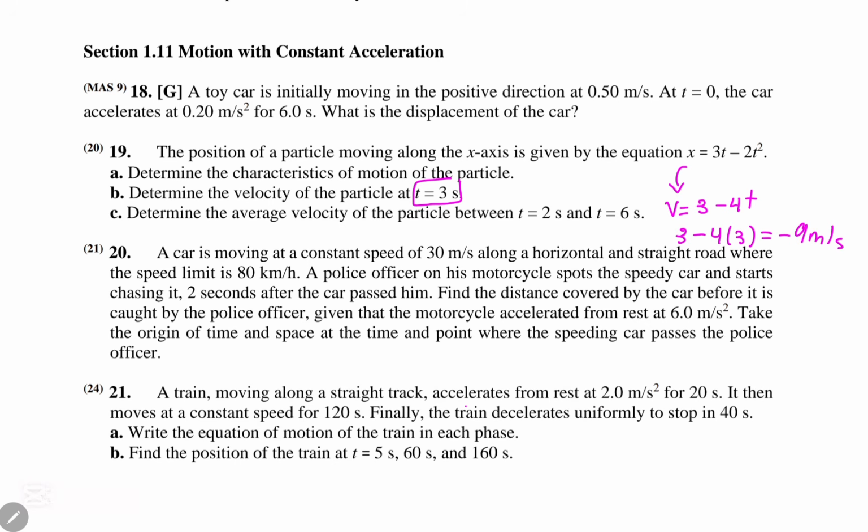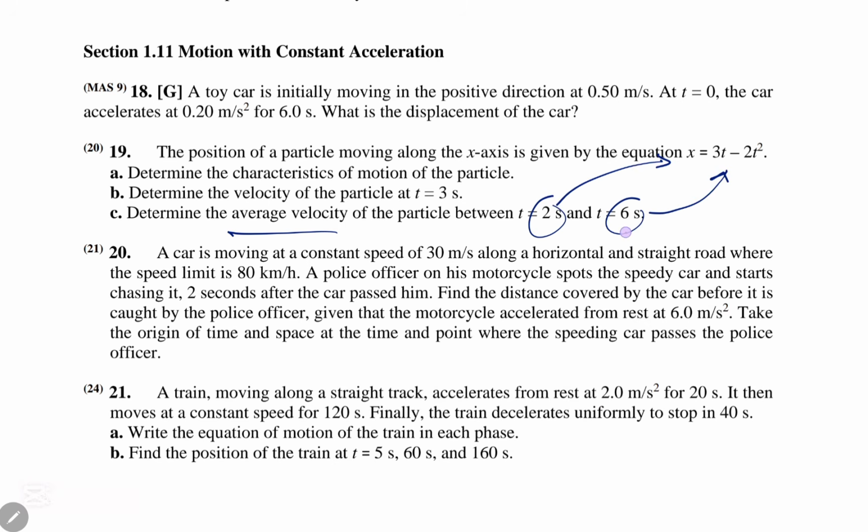Now, part C. Determine the average velocity. What did they ask for? Average velocity. Average velocity is the displacement over the change in time. So, what do I need to do? I need to substitute these into this equation over here. I get x final and x initial. I find delta x, and then I divide it by the change in time. So x final is equal to 3 times 6 minus 2 times 6 squared, let me put it on my calculator.